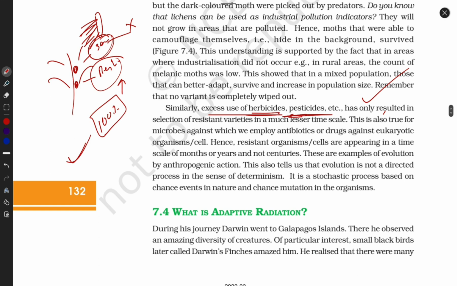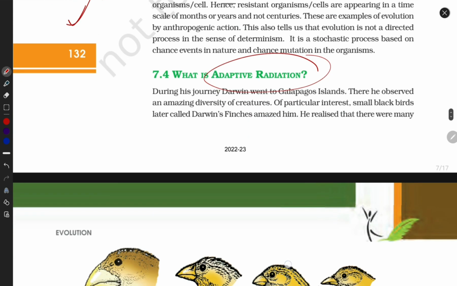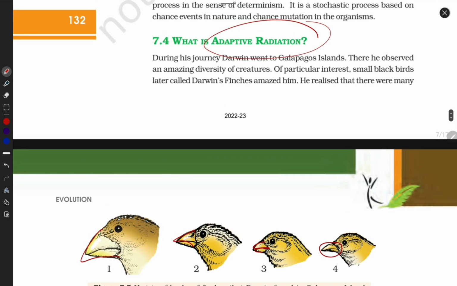Okay guys, we will meet in our next video, and I'm going to start with adaptive radiation. This is the example, same guys, Darwin's finches: the same ancestor, but they have different sizes of beaks. Look at here, different sizes of beaks. I'm going to teach you in the next video.